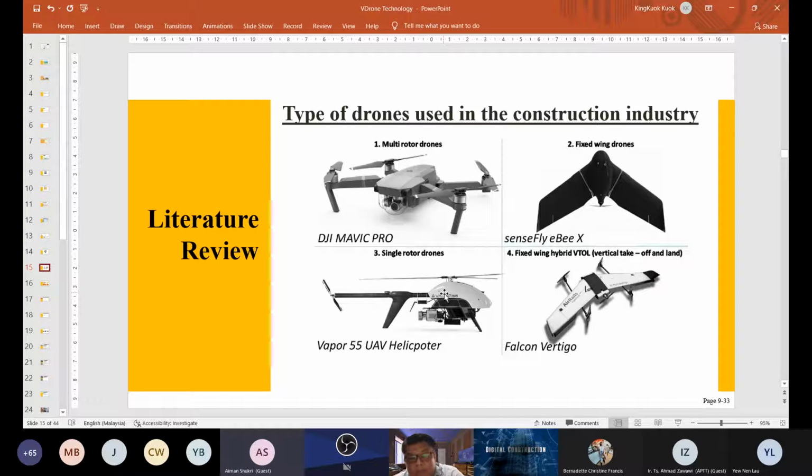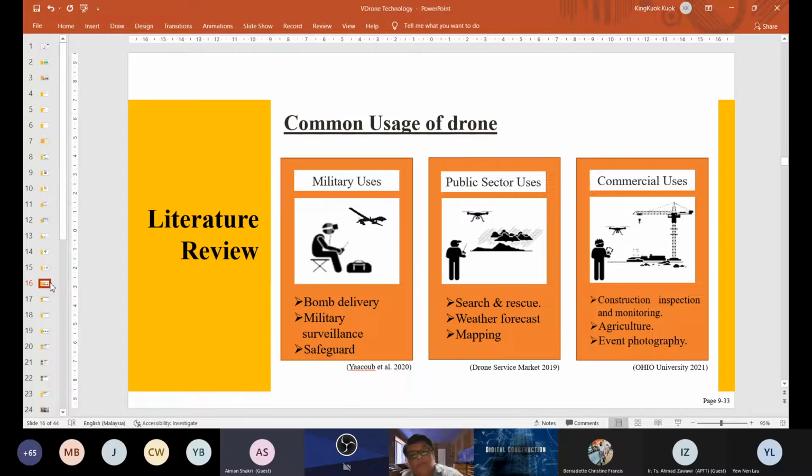Another type is the Falcon Vertigo. This Falcon Vertigo is basically a fixed wing hybrid VTOL. VTOL means that the drone can take off vertically and land vertically as well. It's a new technology that is going to be adopted in the aerospace industry.